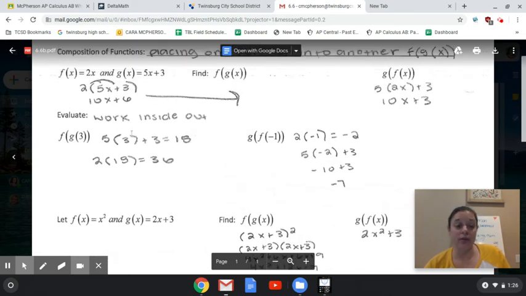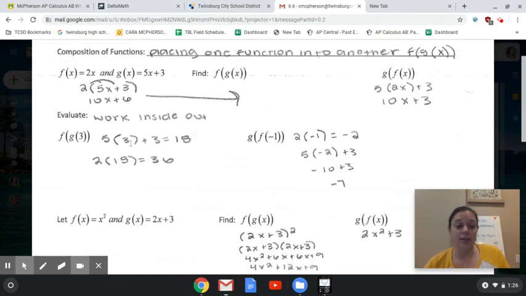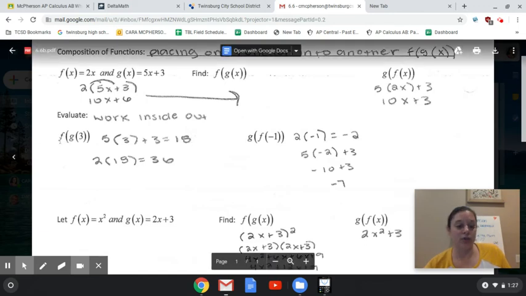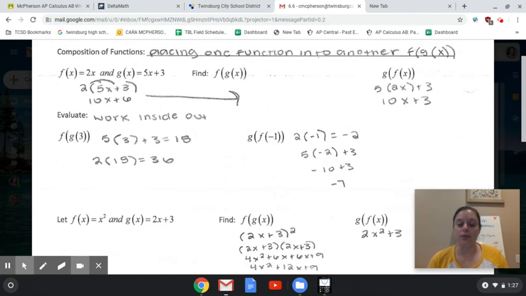You can use a calculator for this. You can use parentheses, especially if it's negative. If it's not negative, the parentheses aren't as important. That is your in between answer, that 18. And then you're going to take that answer and put it into this outer function, which is f. So you're going to put 2 times 18, and then 36 is what I call your final answer after you've done both compositions.